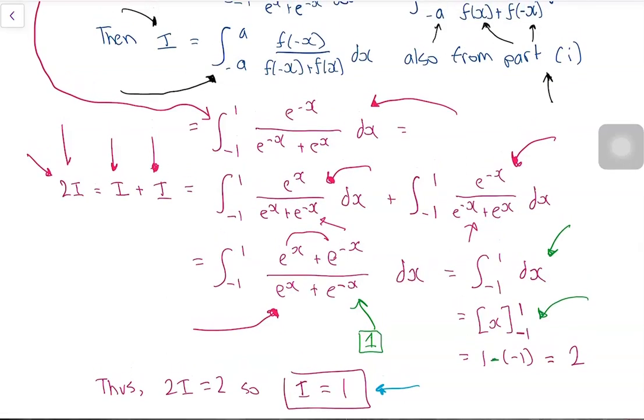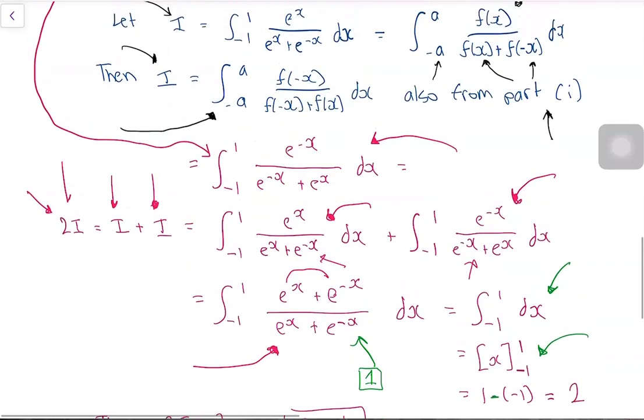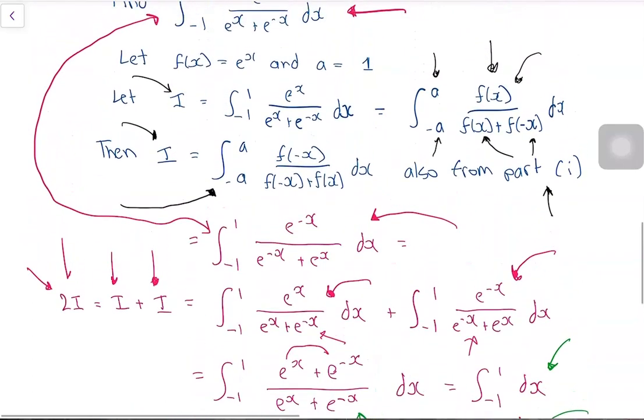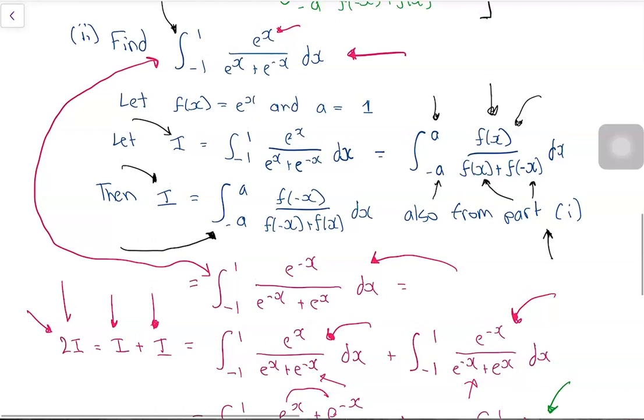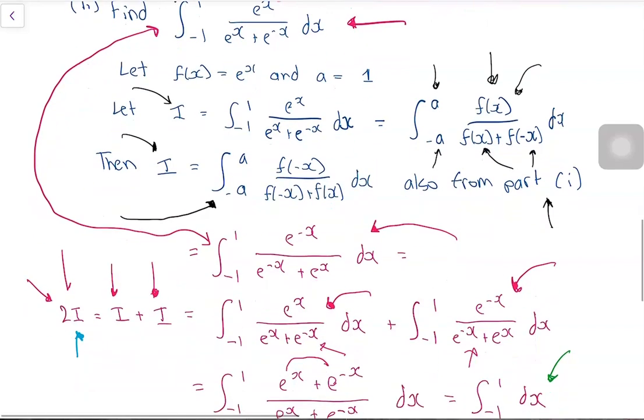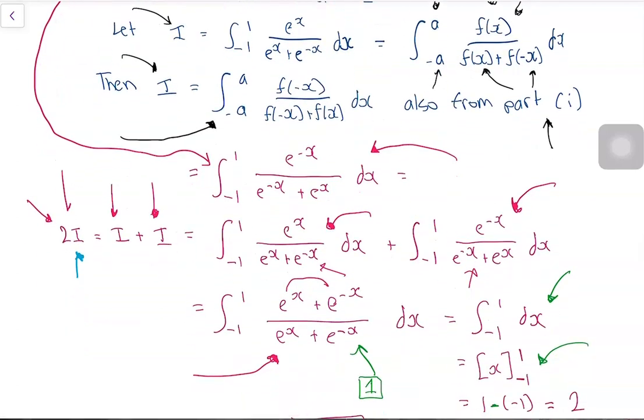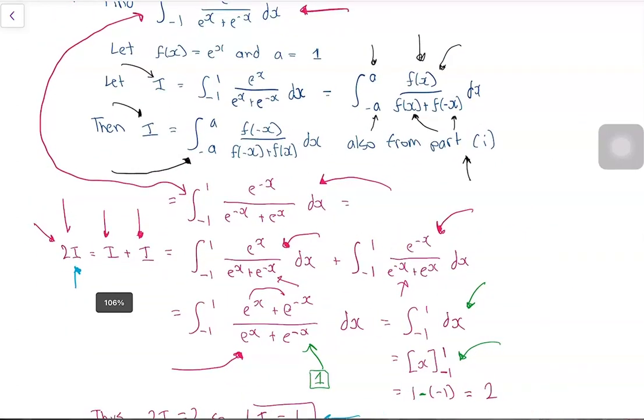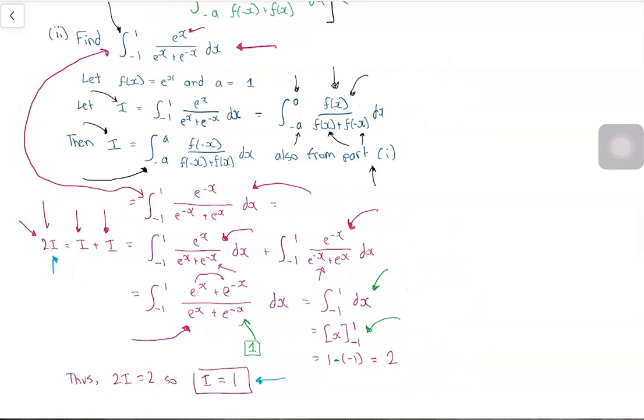So that was quite an interesting proof. We used some symmetry by applying the first part, and we used the trick of adding the two expressions together to get just the integral of 1 dx. This completes the proof of this HSC Extension 2 maths problem.